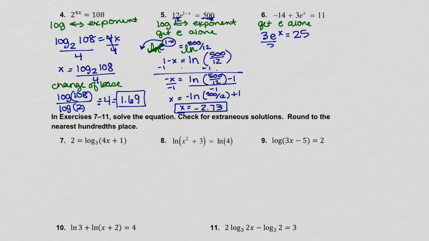And then still not alone, got a little work to do, so I know the e to the x. And again, don't reach directly for your calculators, just wait, we'll round at the end. I know that to get rid of that, I want to take the ln of both sides. That cancels that out and moves that x down. So I've got x equals the natural log of 25 divided by 3. If you put that into your calculator, x will equal 2.12.